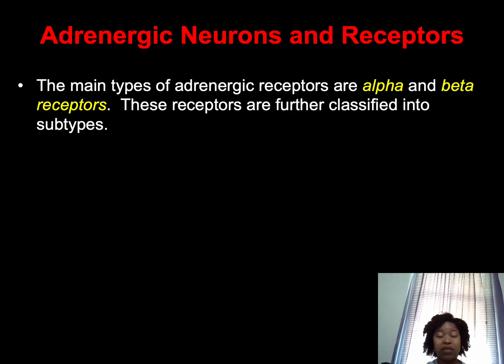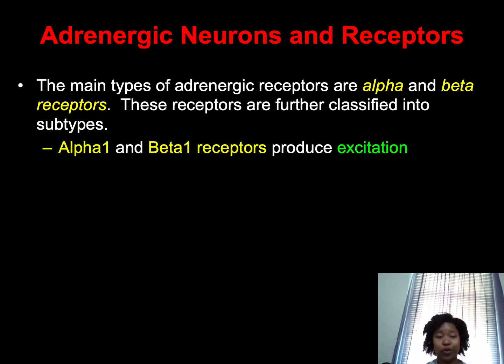The main types of adrenergic receptors. So, we talked about how there are different types of cholinergic receptors, whether they be nicotinic or muscarinic. And so there are also different types of adrenergic receptors. The main types that we'll talk about are alpha and beta receptors. These receptors are further classified into subtypes. So there's even more for you to remember, right?